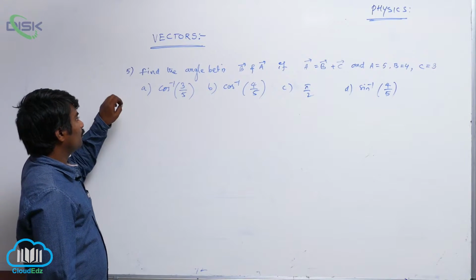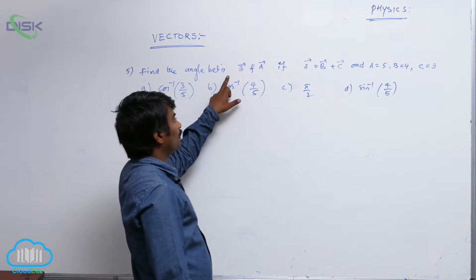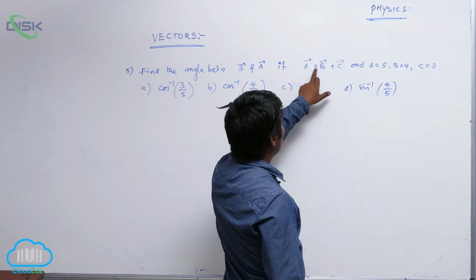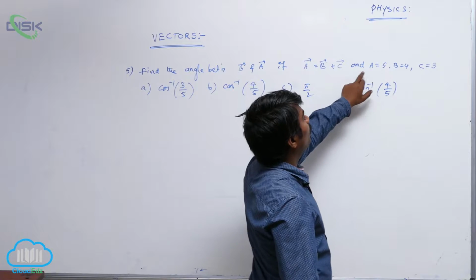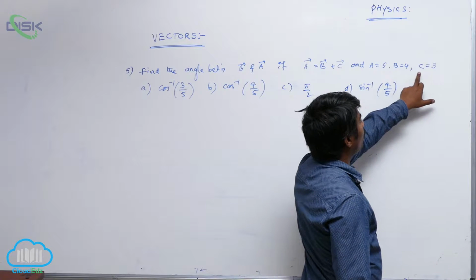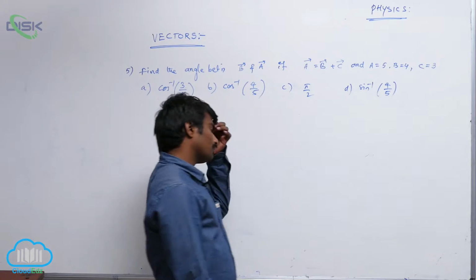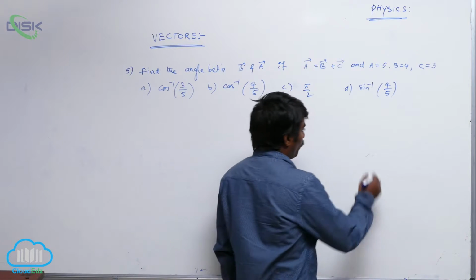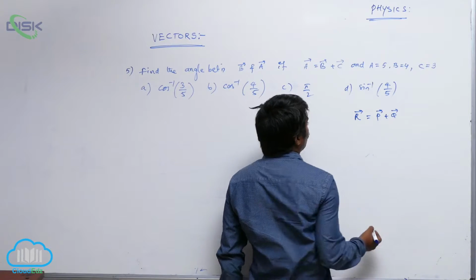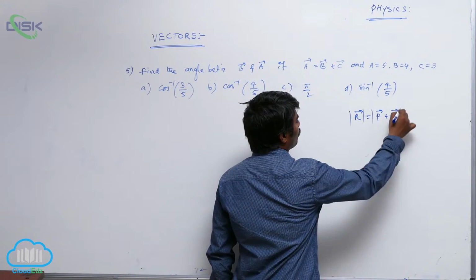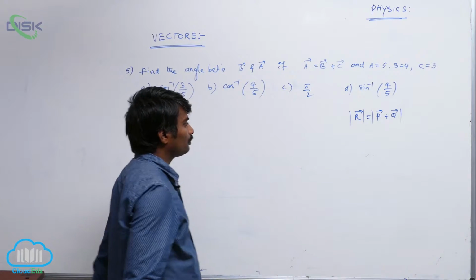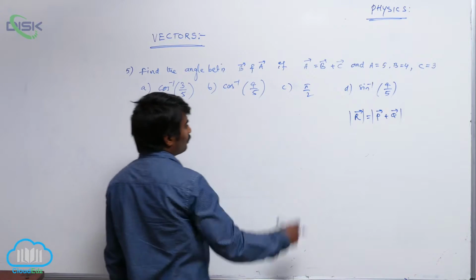Now let us see another problem. Find the angle between a bar and b bar if a bar is equal to b bar plus c bar, and magnitude of a bar is 5, magnitude of b bar is 4 units, and the magnitude of c bar is 3 units. See what we have seen, r bar is equal to p bar plus q bar is given, then by taking modulus on both sides we can calculate angle between p bar and q bar directly if individual magnitudes are given.